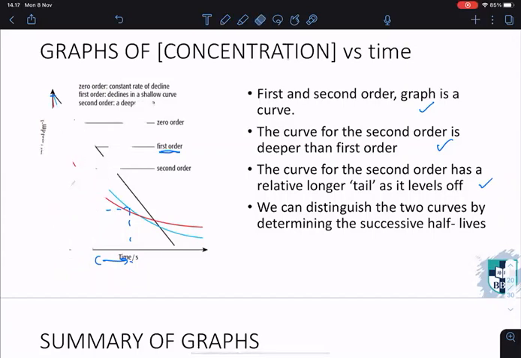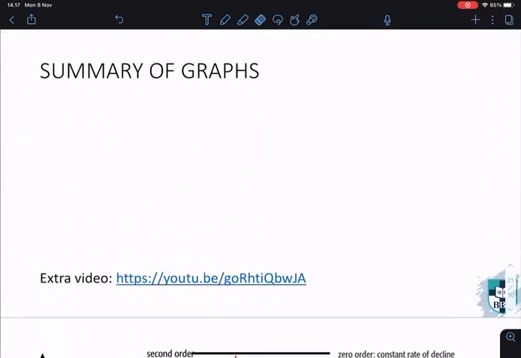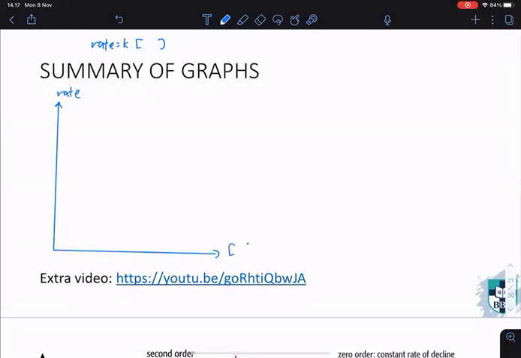We will revisit this later in the other slides here. But in summary of the graphs, what can I tell? There are two types of graphs. I will just draw over here. One is based on the rate equation, rate equals k times the concentration. So it's going to be rate versus concentration. If it is zero order, then rate equals k only. How do I draw rate equals k? This straight line, just like this. This is for zero order.